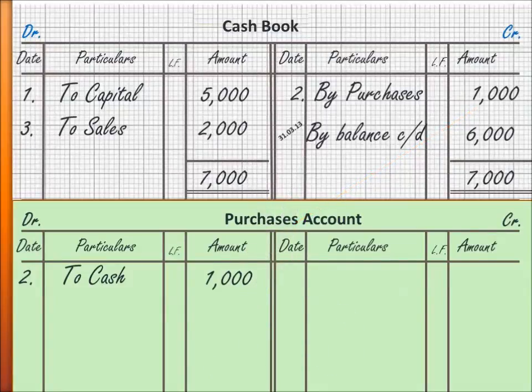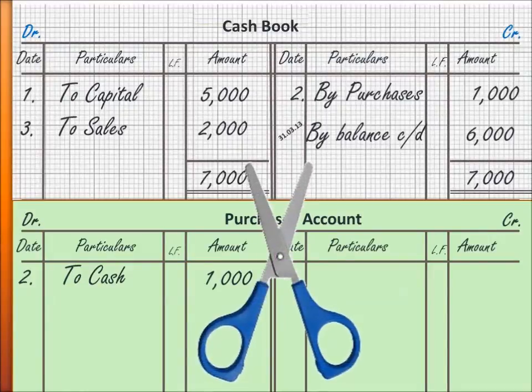So in this way, we have completed the ledger posting. You learned ledger posting on the basis of journal entries in our previous chapters. Now, we are learning ledger posting on the basis of subsidiary books. You know, when the ledger posting is done on the basis of the cash book, we have to apply the principle of scissors.